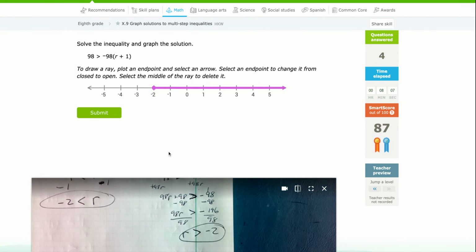And there's no equal sign, so I need to come back up here and click on the little dot to make sure that's an open circle. Don't forget that. If there's no equal sign, that should be an open circle.